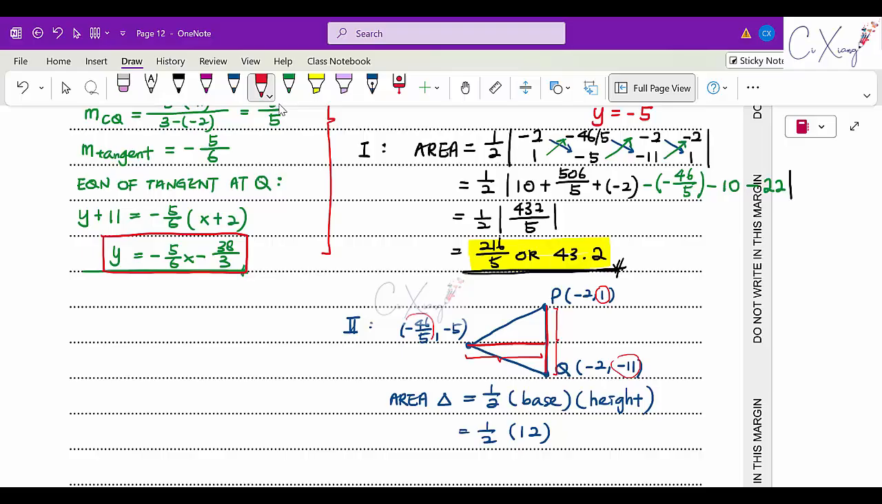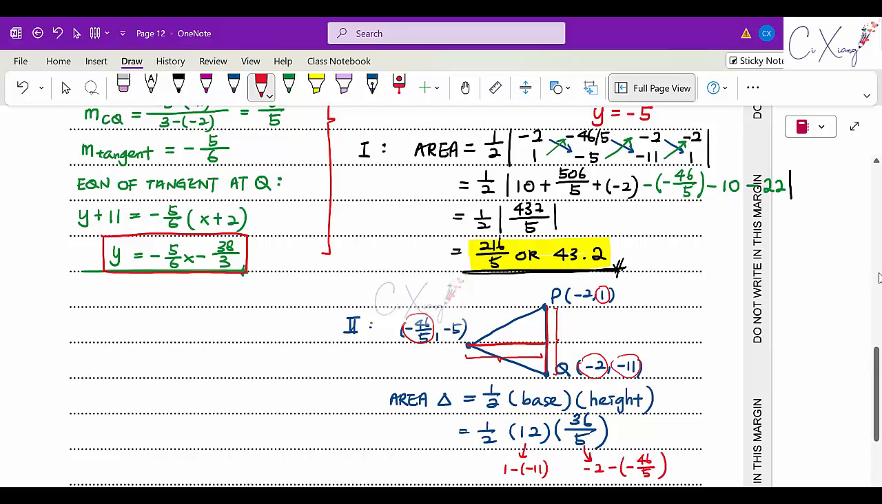So you're having negative 46 over 5 until negative 2. So what's the distance from negative 46 over 5 until negative 2? So you take negative 2 minus negative 46 over 5. Correct? And you should be getting 36 over 5. Okay, so just in case you want to know how we get the value, this one we actually take 1 minus negative 11. Then this one, we are taking negative 2 minus negative 46 over 5.